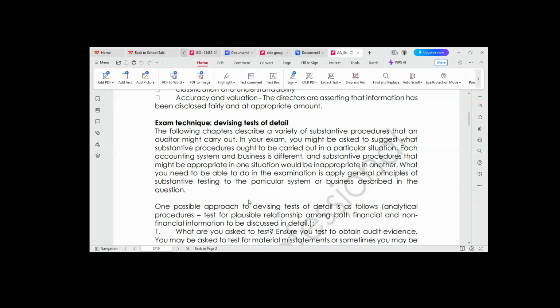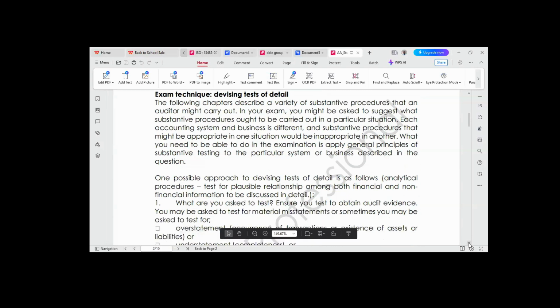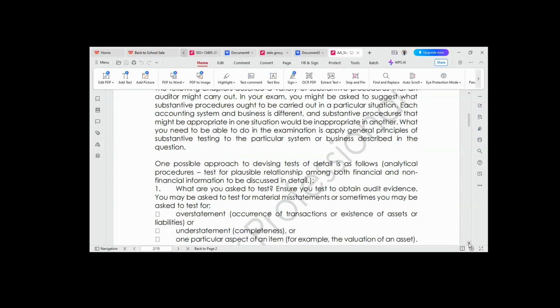Number one, what are the areas that you need to test? You can answer this question if you truly have an understanding of how the client business operates. Then you can know which areas we are going to test. Another thing you also need to ask yourself: when overstatement occurs, how do you test it?